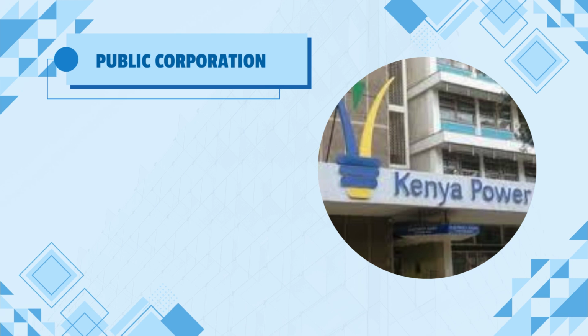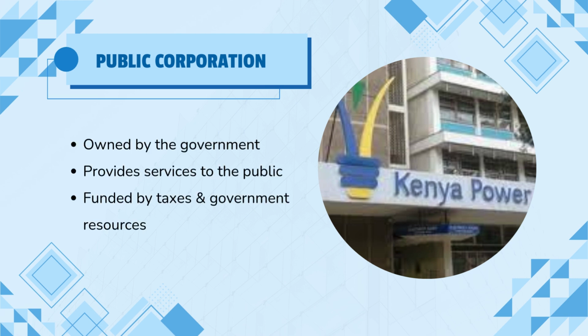Next, we have public corporation. A public corporation is owned by the government. It provides services to the public and is funded by the taxes. Its main goal is to serve people, not just to make a profit. For example, we have Kenya Power or the water companies.